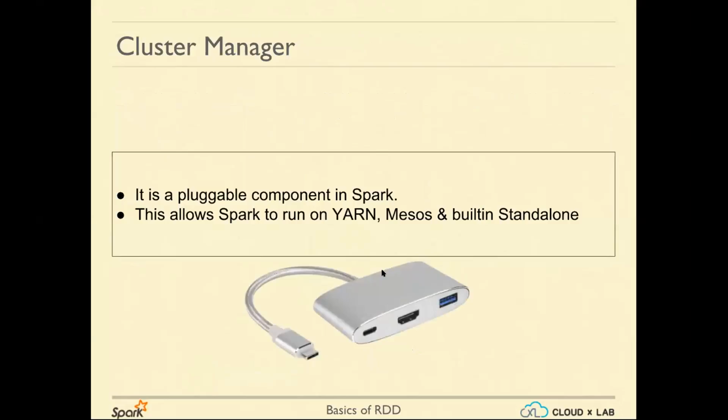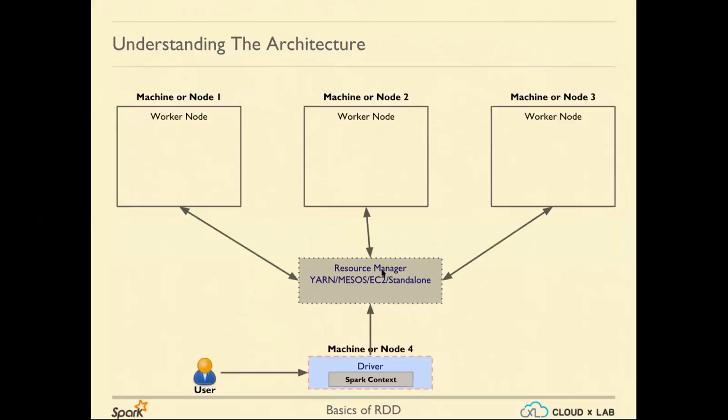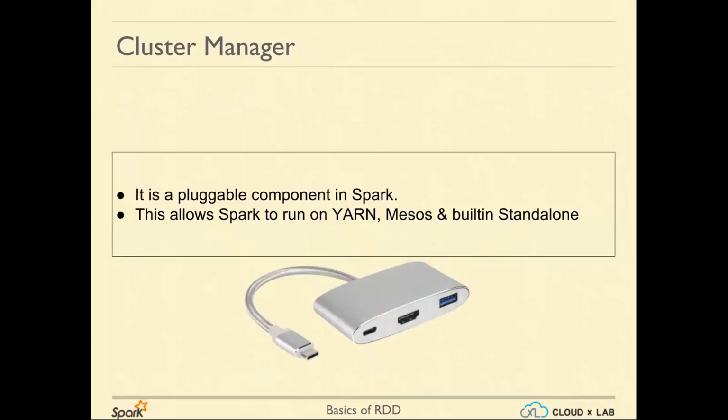This component is called the cluster manager. It is basically a pluggable component, so people can write their own pluggable component and hook into it. It allows Spark to run on Yarn, Mesos, and built-in software. Tomorrow, if there is some other resource manager, all the Spark developers need to do is implement a new cluster manager, and Spark will be able to run on it.